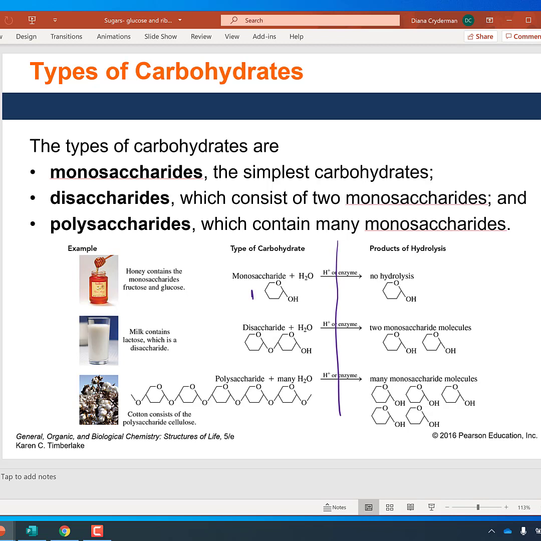Milk is something that we call a disaccharide. So di meaning 2 sugars, 2 monosaccharides joined together. And so if we were to hydrolyze that, so throw in a water, we would see that it's broken into 2 separate monosaccharide molecules. And then we can have a polysaccharide. So poly meaning many, and we would put in many water molecules to hydrolyze it into many monosaccharides.